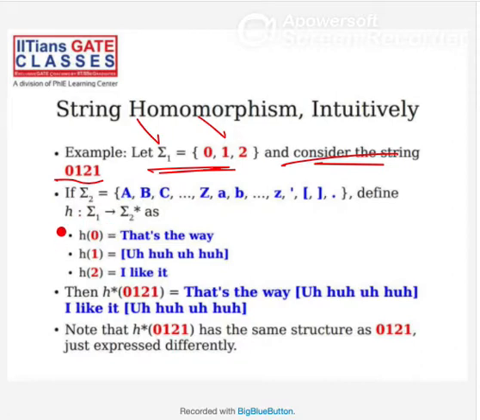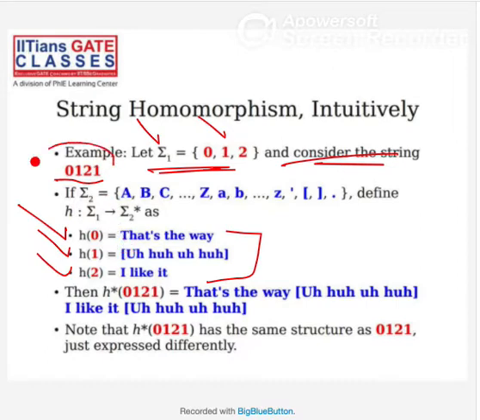Now we are defining a homomorphism. h of 0 is this, h of 1 is this, h of 2 is this. So this is homomorphism, you can see. So basically the image of 0, image of 1, image of 2. Homomorphism of 0, homomorphism of 1, homomorphism of 2. Everything is given to you.